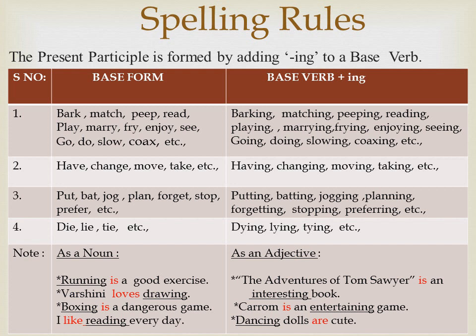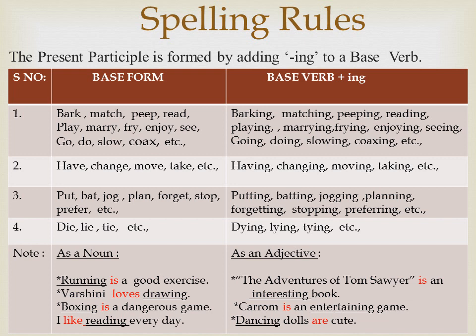If a base form ends with one vowel and one consonant, double the consonant and add ing to make it a present participle. Put has one syllable. P is a consonant, U is a vowel and T is a consonant. Double the final consonant T. Put, putting, bat, batting.